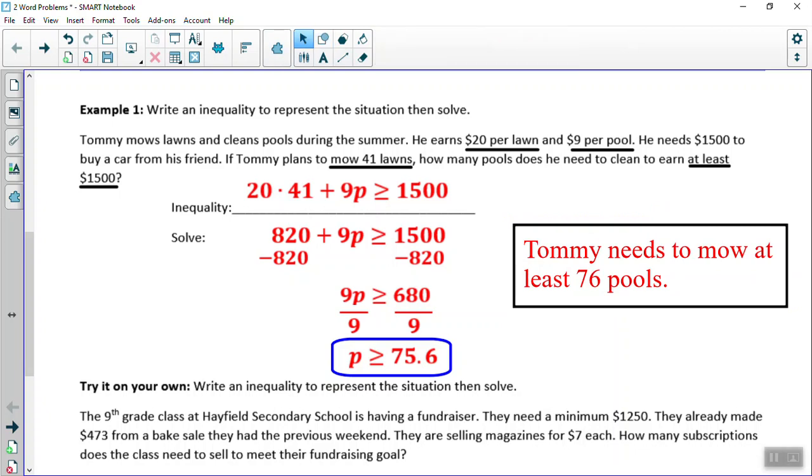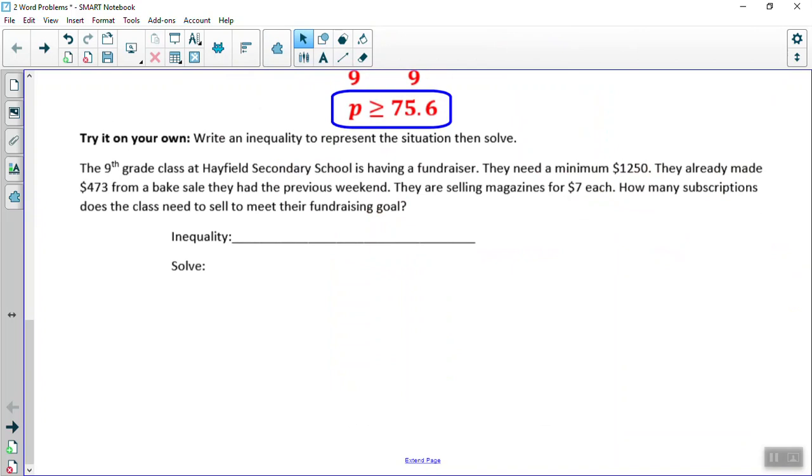With word problems, we need to make sure we're following up our answer at least in sentence form, or at least label our answers so that it answers the question. Okay. And again, since we can't clean 0.6 pools, we have to be able to round this either up or down. All right, so now I want you to pause the video and try this one on your own.